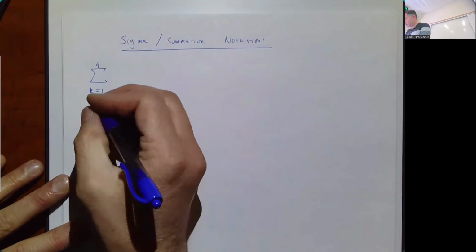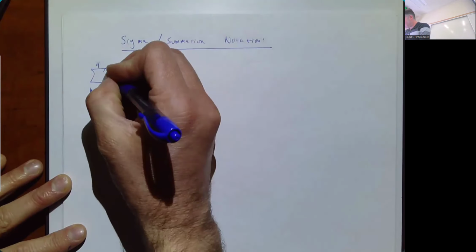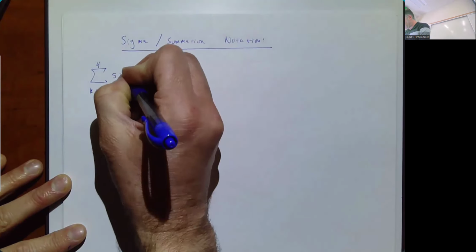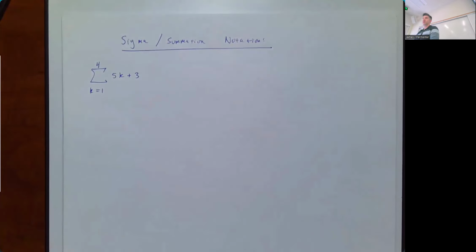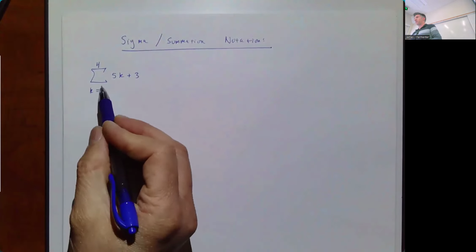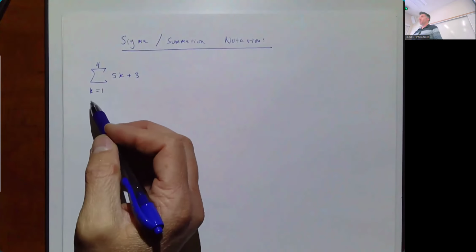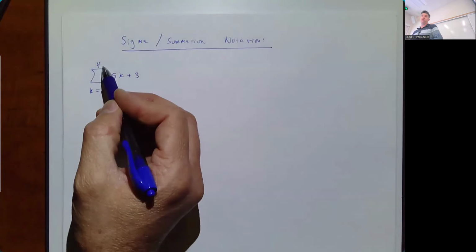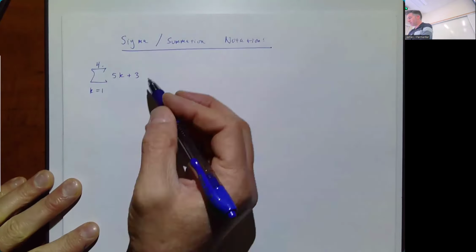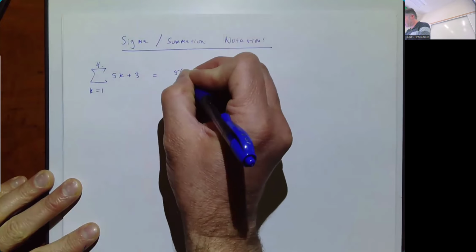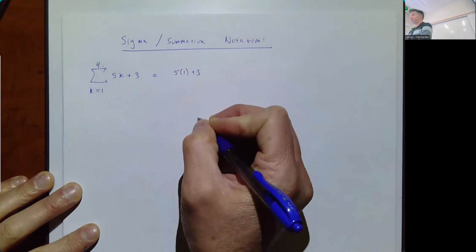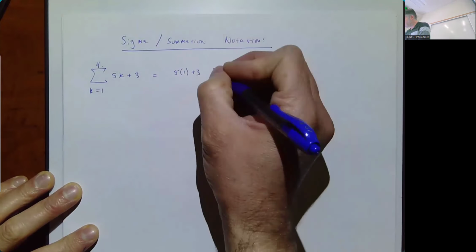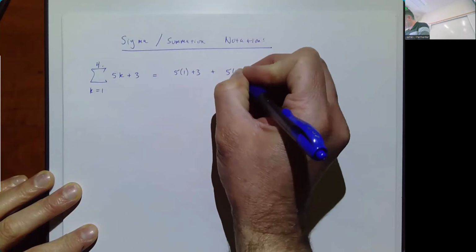So let's say we have the sum from k equals 1 to 4 of 5 times k plus 3. All this means is we're going to plug in the values of k starting at 1 and going up by each consecutive integer to the last value of 4. So I'm going to plug in k equals 1 and get 5 times 1 plus 3. And then I'm going to index up to the next integer and get 5 times 2 plus 3.